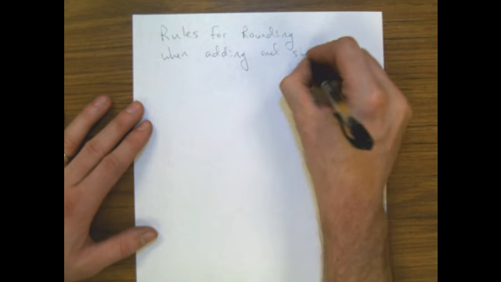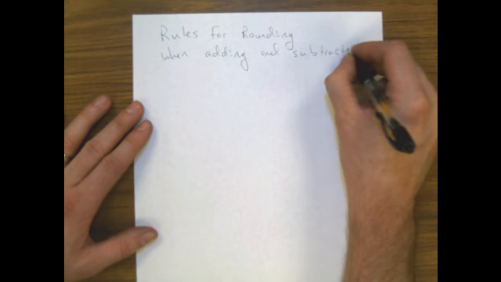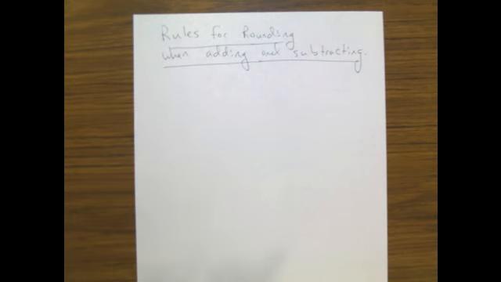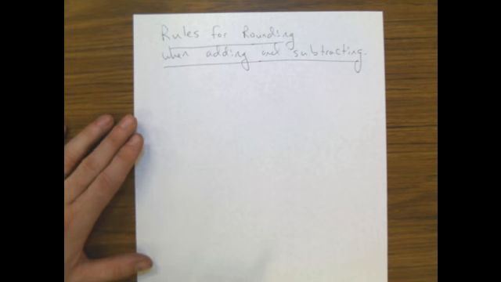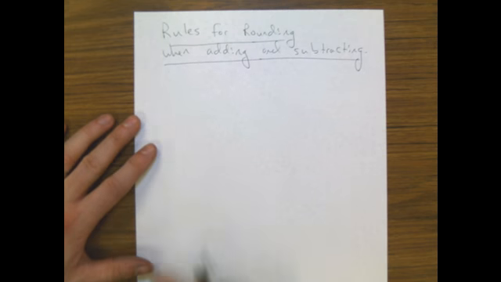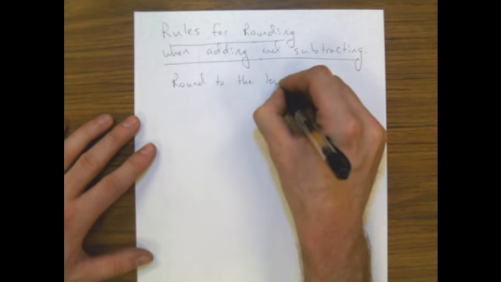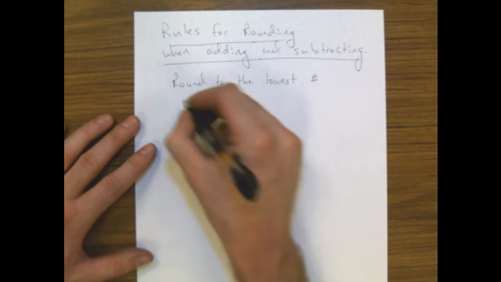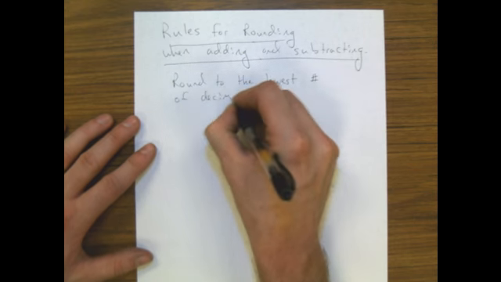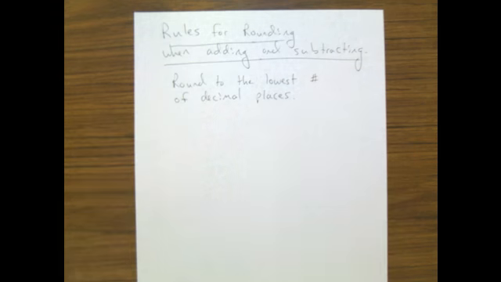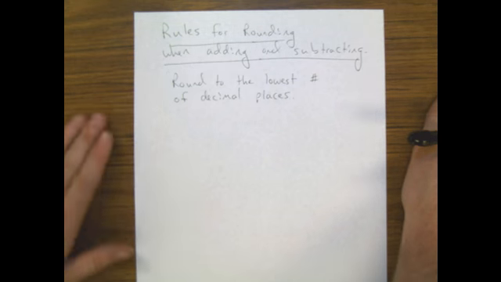Now, what I'm going to show you is that the rules for rounding when adding and subtracting are different than when multiplying and dividing. When you are adding and subtracting, you actually don't round to the lowest number of significant figures. You round to the lowest number of decimal places. So you actually are rounding in ways without significant figures. Significant figures is used for rounding when you have multiplied two numbers or divided two numbers.